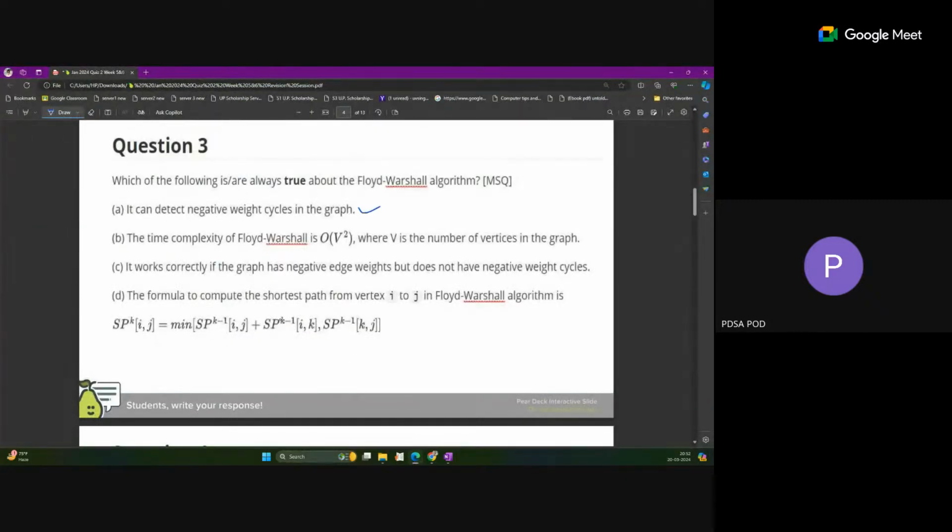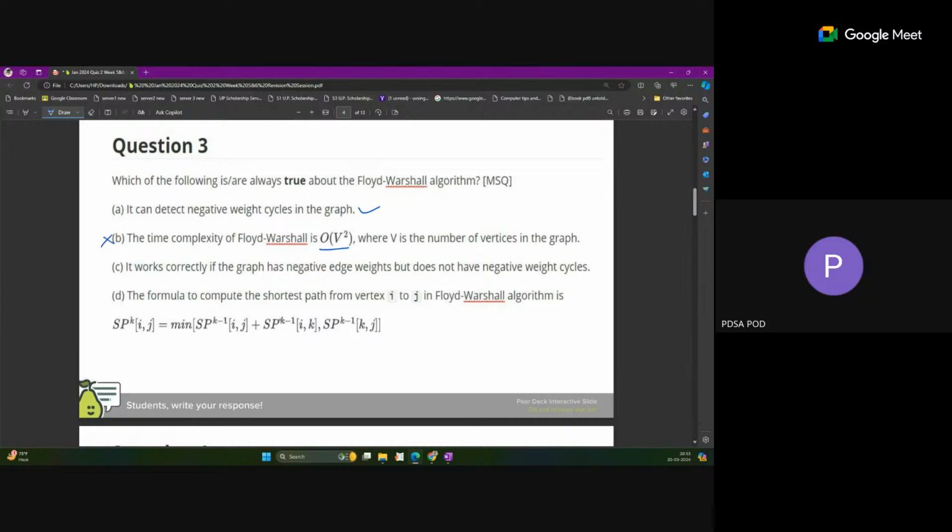So this is true. Now the time complexity of the Floyd-Warshall algorithm is V square, where V is the number of vertices. Is this true? No, sir. It's actually V cube. We run three nested loops. Suppose we have 4 vertices, so we have to calculate a 2-dimensional matrix 4 times. We use three nested loops here, so our complexity becomes V cube.